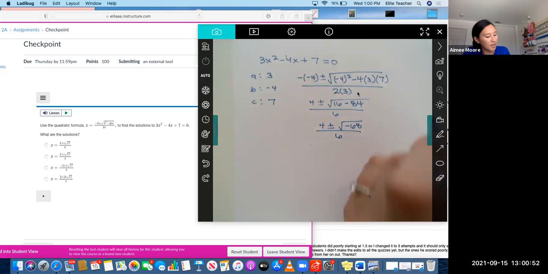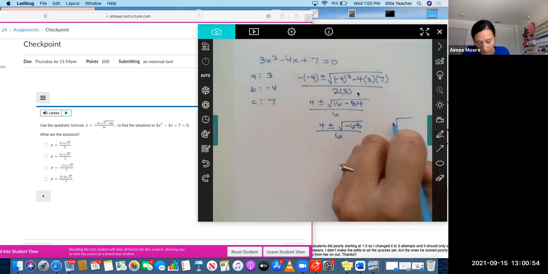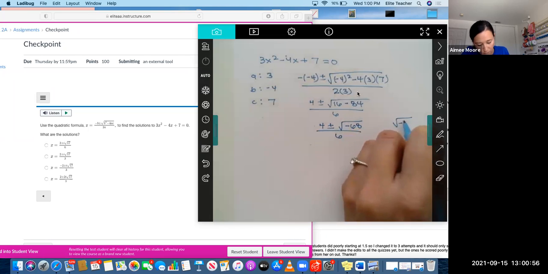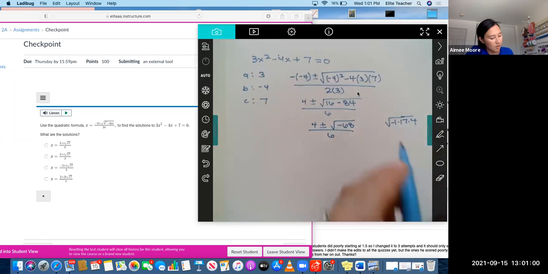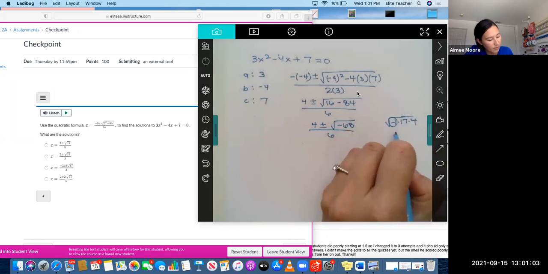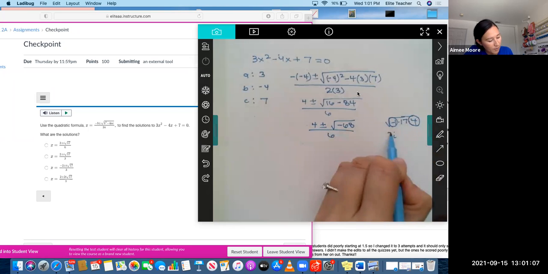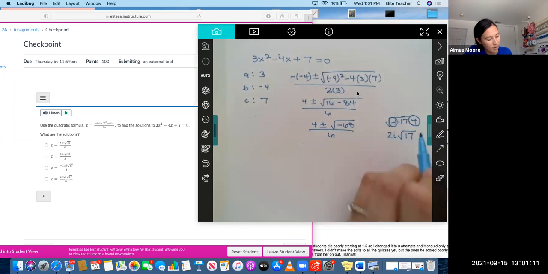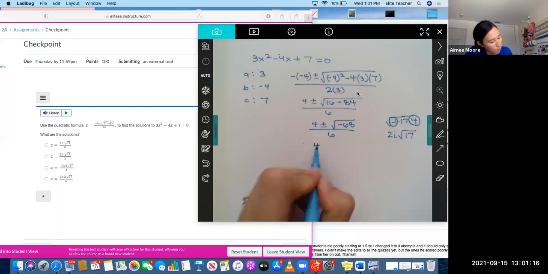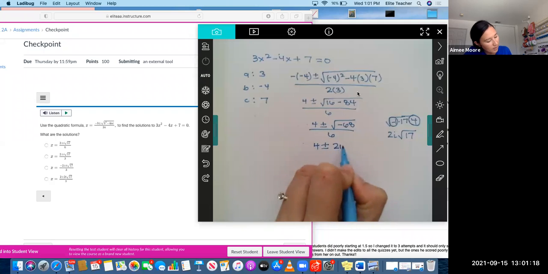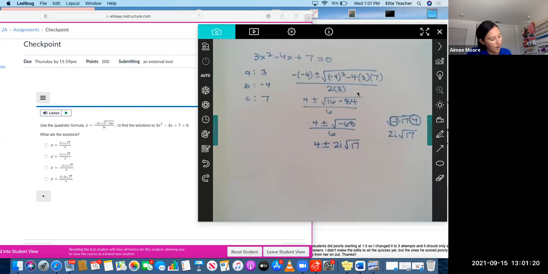Then we need to simplify the square root of negative 68. So that is negative 1 times 17 times 4. So the square root of negative 1 we know is i. And the square root of 4 we know is 2. So those can come out of the radical. And then we're left with a radical 17. So now we have 4 plus or minus 2i radical 17 over 6.